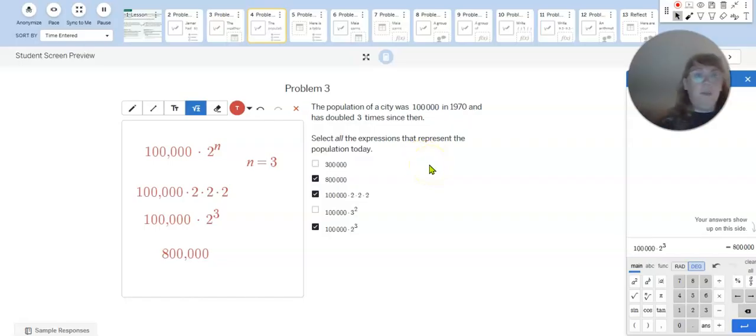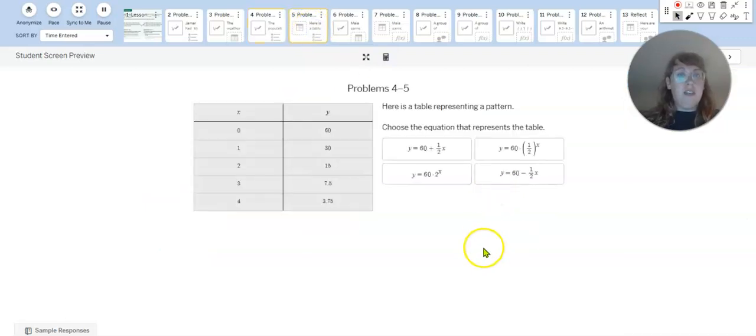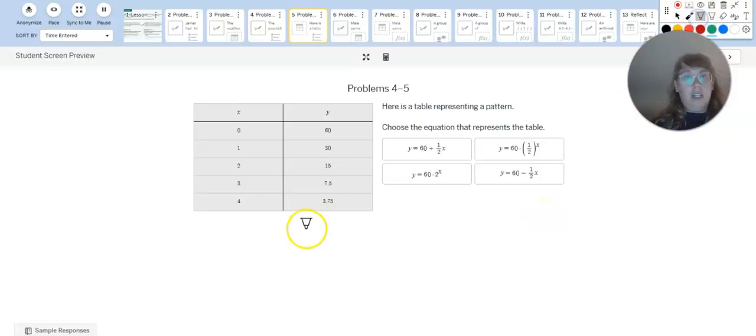Beautiful. Push ahead to slide 5 when you're ready. Problems 4 and 5, it says, here's a table representing a pattern. Choose the equation that represents the table. So first of all, we notice that we start with a 60 for our term 0, which is our starting term. So they all start with 60. So that's good. We can check that off.